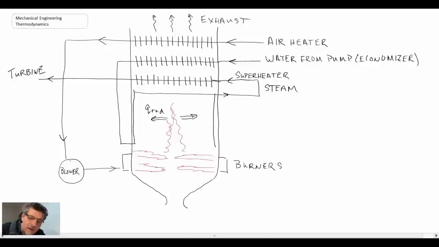We go into the superheated state, and from there we come out and move into the turbine. So that's basically a summary of what's going on in a boiler.